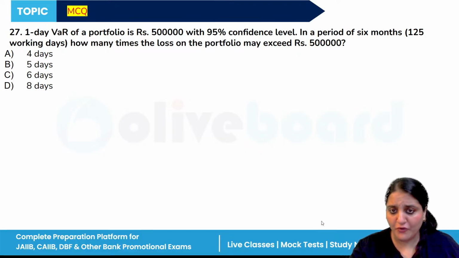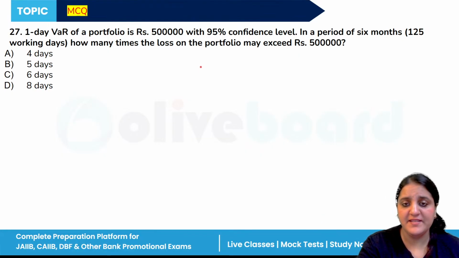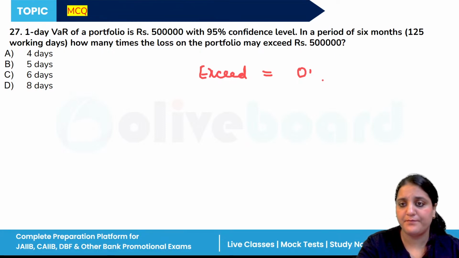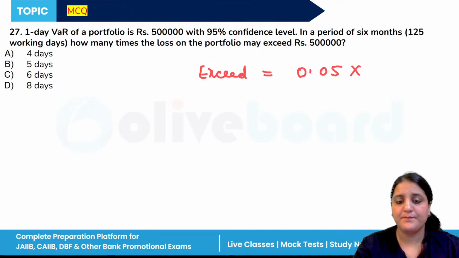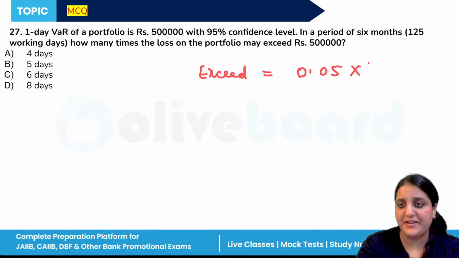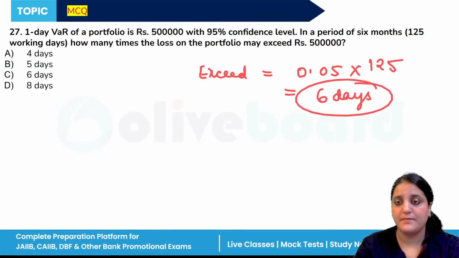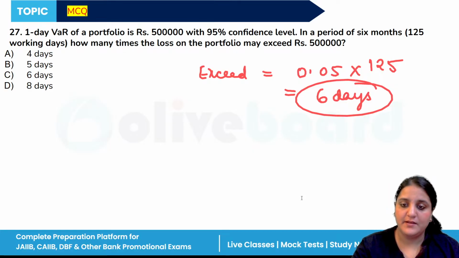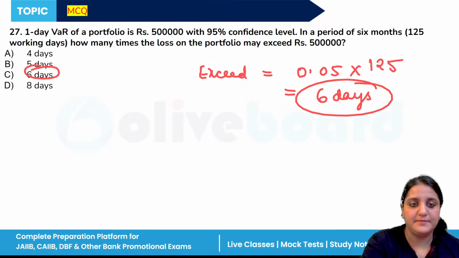So over 125 days, we can say exceedances are 0.05 multiplied by 125, because these are the working days. So we got 6 days here. That means on average 6 out of 125 days losses may exceed 5 lakh. So option C is correct here.